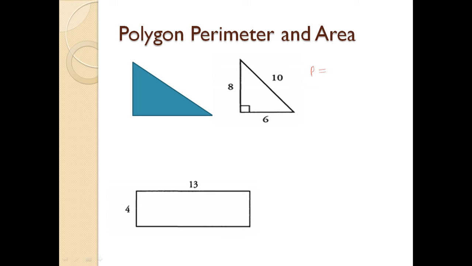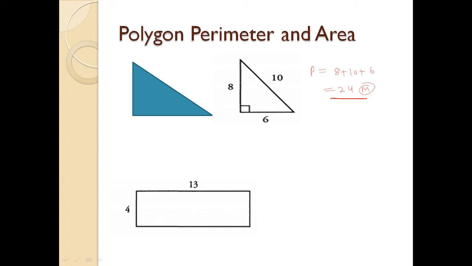So in this triangle the perimeter will be the sum of all the sides, that is 8 plus 10 plus 6. So this is 24 meters, whatever unit is given: meter, kilometer, centimeter, inch. So this will be the perimeter.